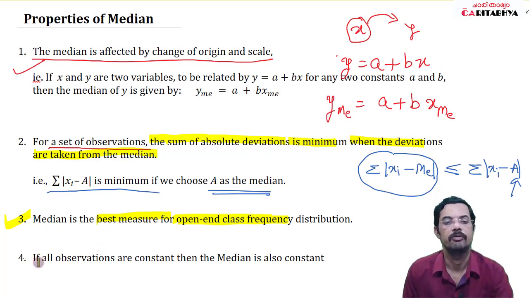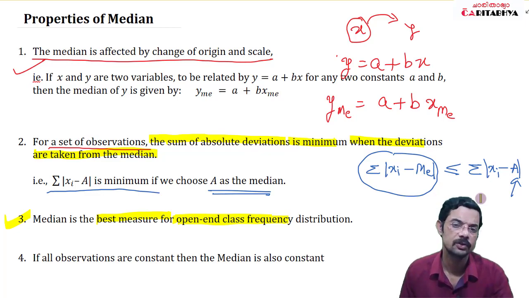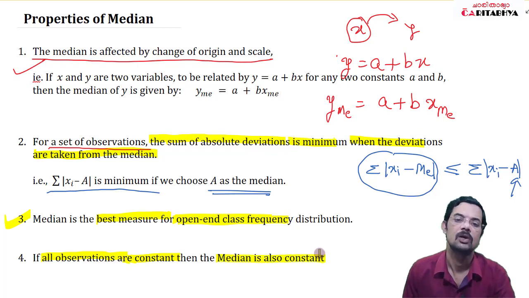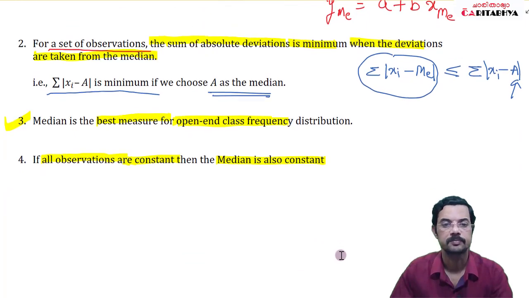Now, if all observations are constant, if all the values in a given data set are equal, then the median is also the same constant. If all observations are constant, it means the observations are not changing. If all observations are identical, then the median is also the same observation. So these are the properties of median.